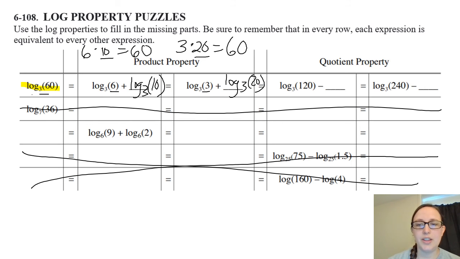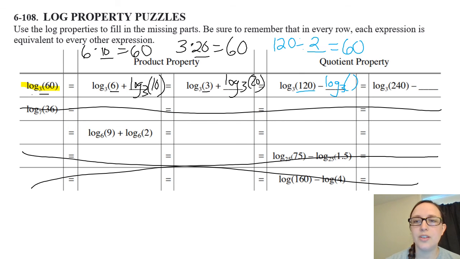All right, and then we're going to go to the quotient property in the next two boxes. So we're trying to think of, again, we have 120. This time it's division because there's a subtraction sign. So we're trying to think of something. This is going to be a log base 3 of something. We want it to equal back to 60 still. So 120 divided by what equals 60? We should figure out that 120 divided by 2 equals 60. So 2 should go in the parentheses.